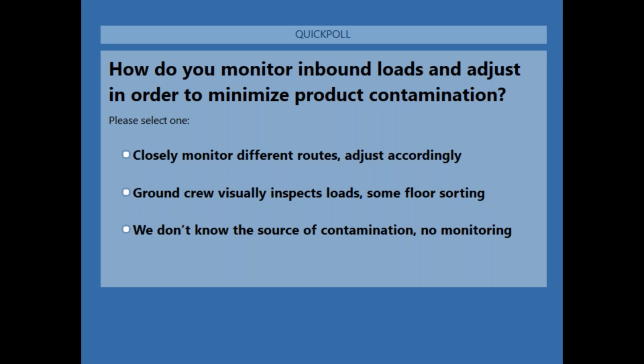So again, the question: how do you monitor inbound loads of recyclables and adjust in order to minimize product contamination? Number one, we closely monitor different routes and adjust accordingly. Number two, the ground crew, the folks on the floor, visually inspect loads and there's some sorting that happens. Or number three, we don't know the source of contamination. There is no monitoring.